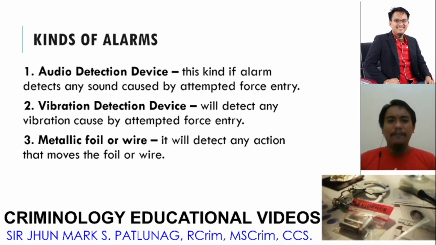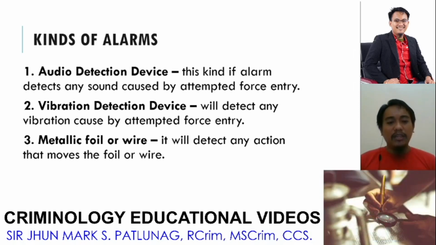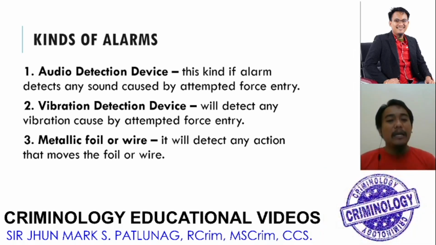And the third is we have metallic foil or wire by itself. It will detect any actions that move the foil or the wire. You can use it on the doors. You can use it on the windows. And if certain movements happen so that the foil or wire is disturbed, automatically it will trigger the alarm. Right?